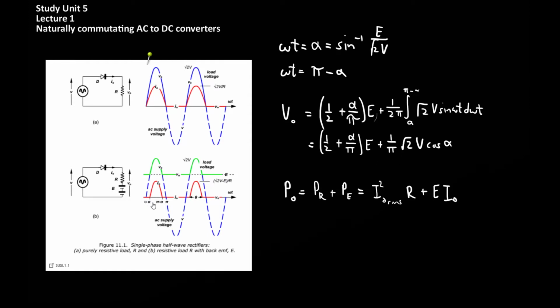The total power output is now given by the power delivered to the resistor plus the power delivered from the EMF source. And this can be expressed as the RMS current at the output squared multiplied by the resistance. So that's the current flowing through this resistor generating power here, plus the power contribution from the EMF source.